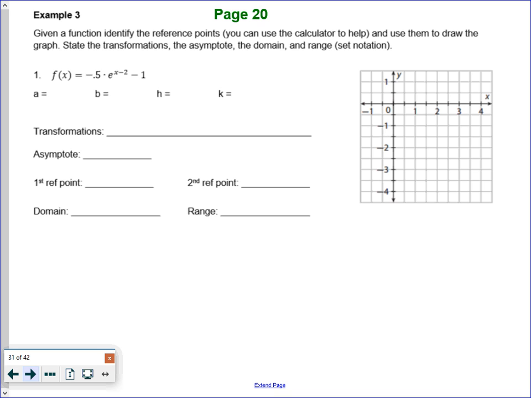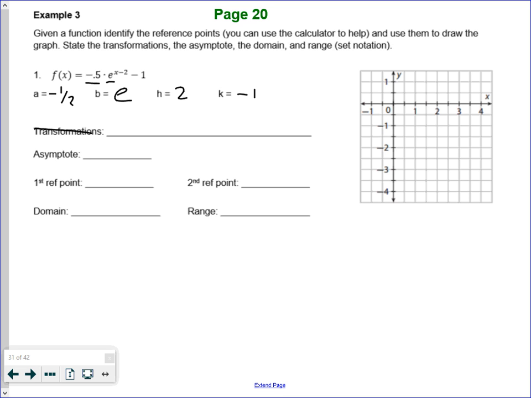All right, so let's go on to number 1. Here we're giving you guys a transformed exponential growth function with base e. We're going to figure out its reference points and asymptotes. It says transformations, but we really just care about the transformation rule and the domain and range, and we're going to graph it. So our a is -1/2. Our b is e. Our h is 2. And our k is -1.